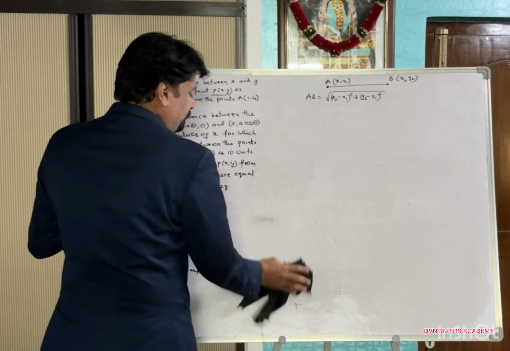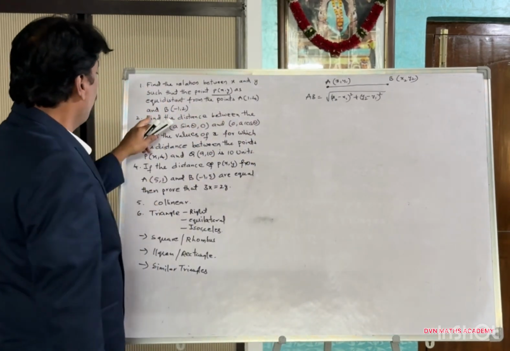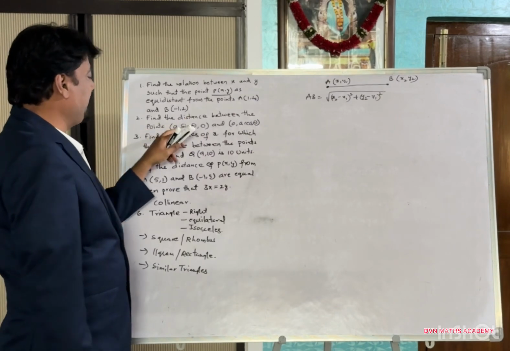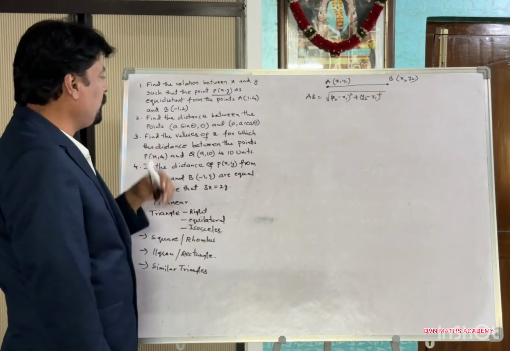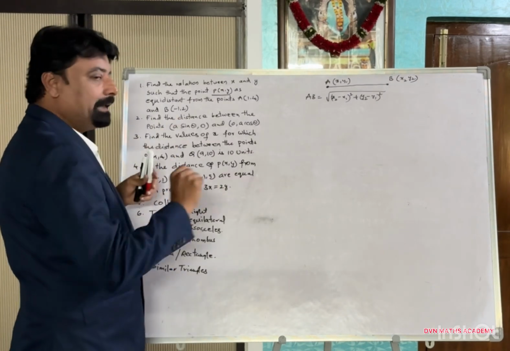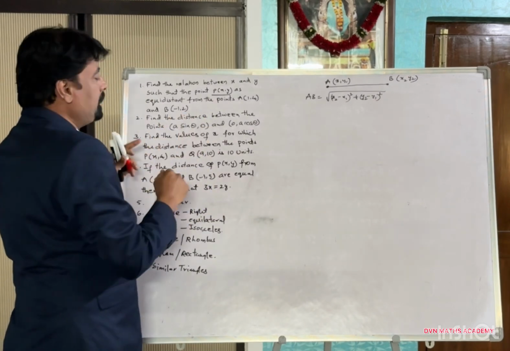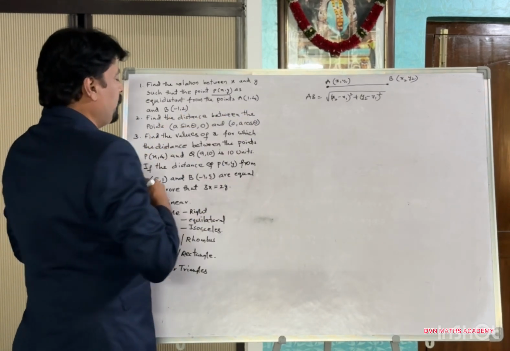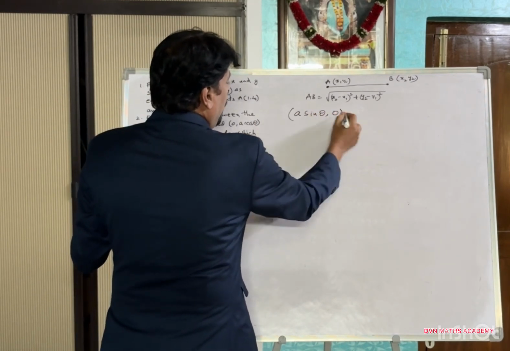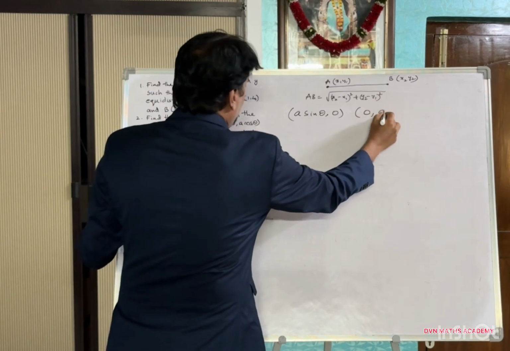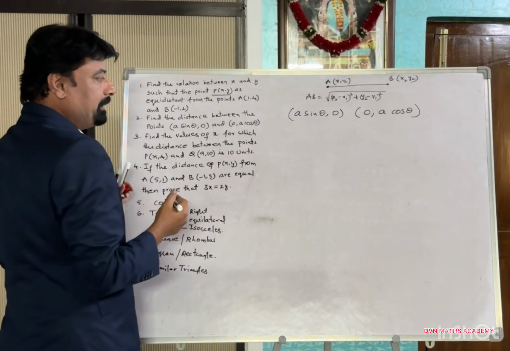If you read the question, you get an idea. Find the distance between the points a sin theta, comma 0 and a 0, comma a cos theta. This is a direct question, but it is connected to trigonometry. It is asking to find the distance between 2 points. The first point is a sin theta, comma 0, and the second point is 0, comma a cos theta. You want to find the distance between these 2 points.